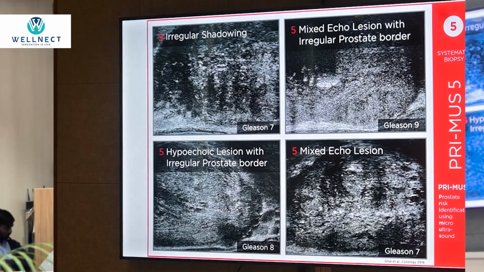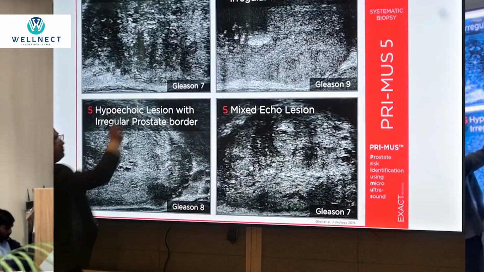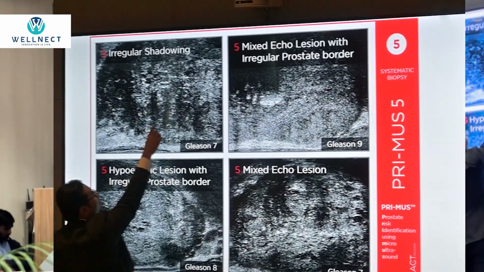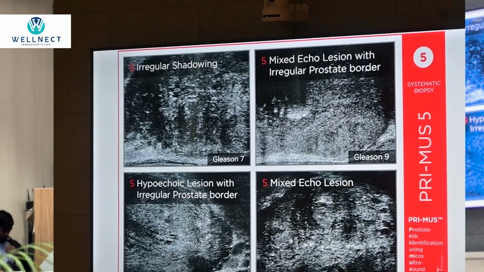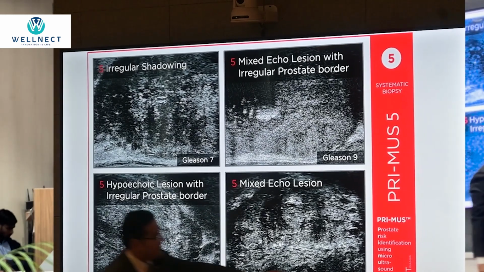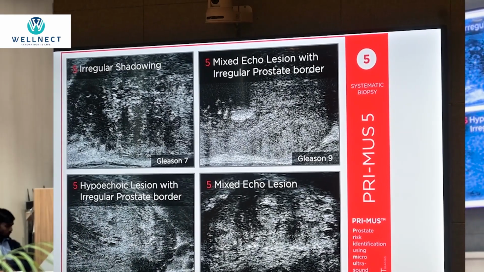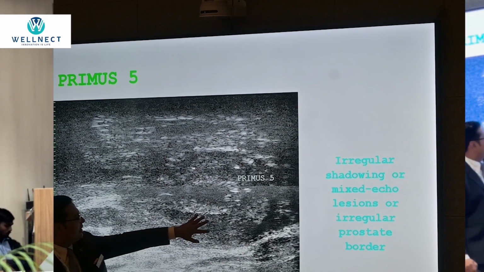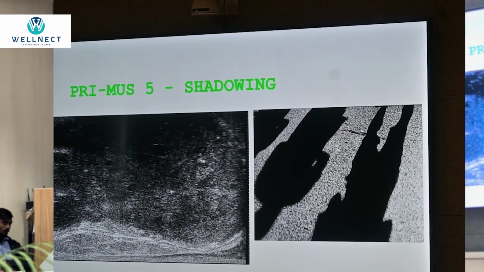And the easiest to identify is the PRIMUS 5 lesion. So the classic PRIMUS 5 lesion is this. So imagine your 4 fingers casting shadow. So these are my 4 fingers casting shadow. 1, 2, 3, 4. This is PRIMUS 5. Or the entire glandular anatomy is totally disturbed. You cannot see the glandular architecture. Here, you cannot see the glandular architecture anymore. That qualifies as a PRIMUS 5. So here you see that the glandular pattern is totally disturbed. So this is PRIMUS 5.